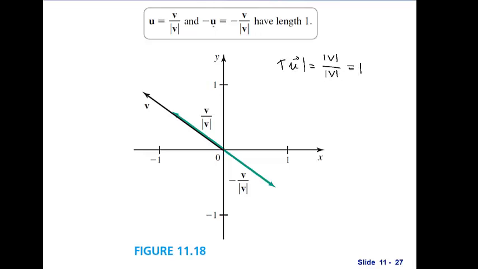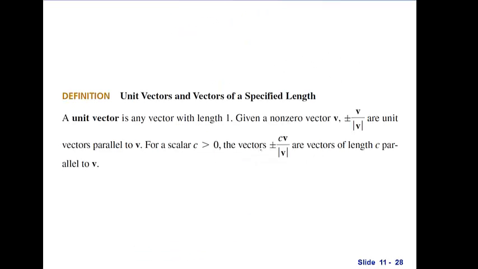And also the same if we go with negative u. This is also a unit vector. Therefore, the unit vectors plus or minus v over the length of v are unit vectors parallel to v that point in opposite directions. So this is the short explanation. How do we figure out the non-zero unit vector? So again, this is a summary.